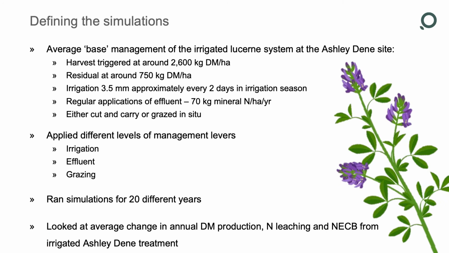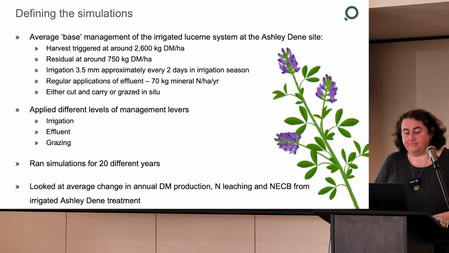So defining the simulations, you started by defining a base simulation for the system. So we chose the irrigated lucerne system and defined the average behaviour of it. We also did this for the unirrigated, but the results aren't shown today for simplicity, but the messages are fairly similar. So for the irrigated system, harvest was on average, and I appreciate that there was a high variability around that, but we had to pick a number. On average, around 2.5 tons of above ground dry matter, and the residual was approximately 3/4 of a ton.